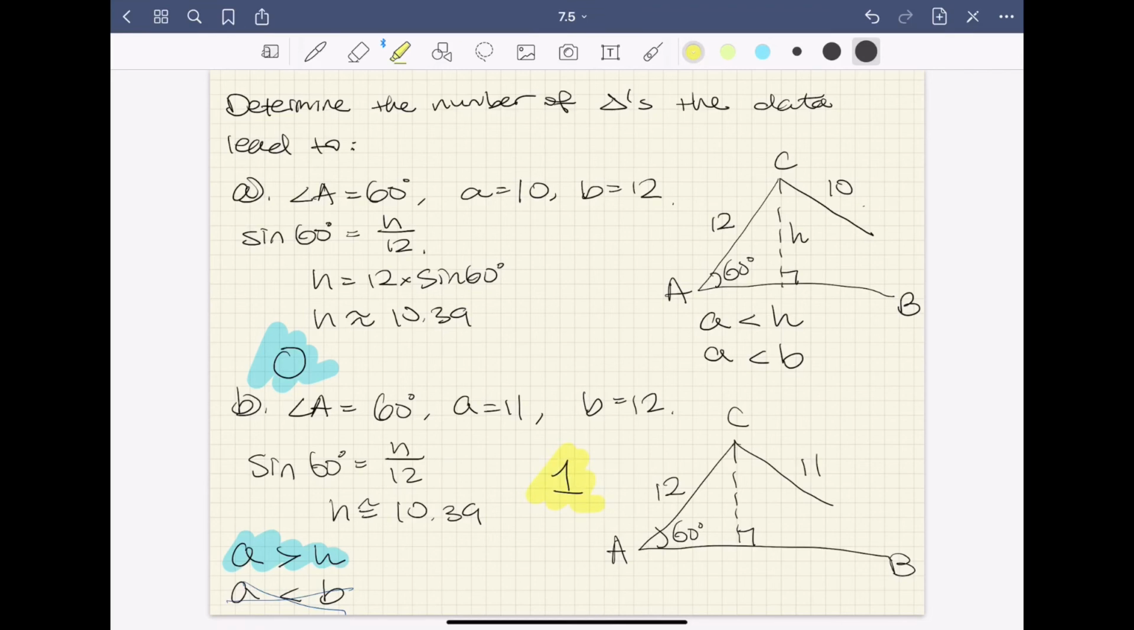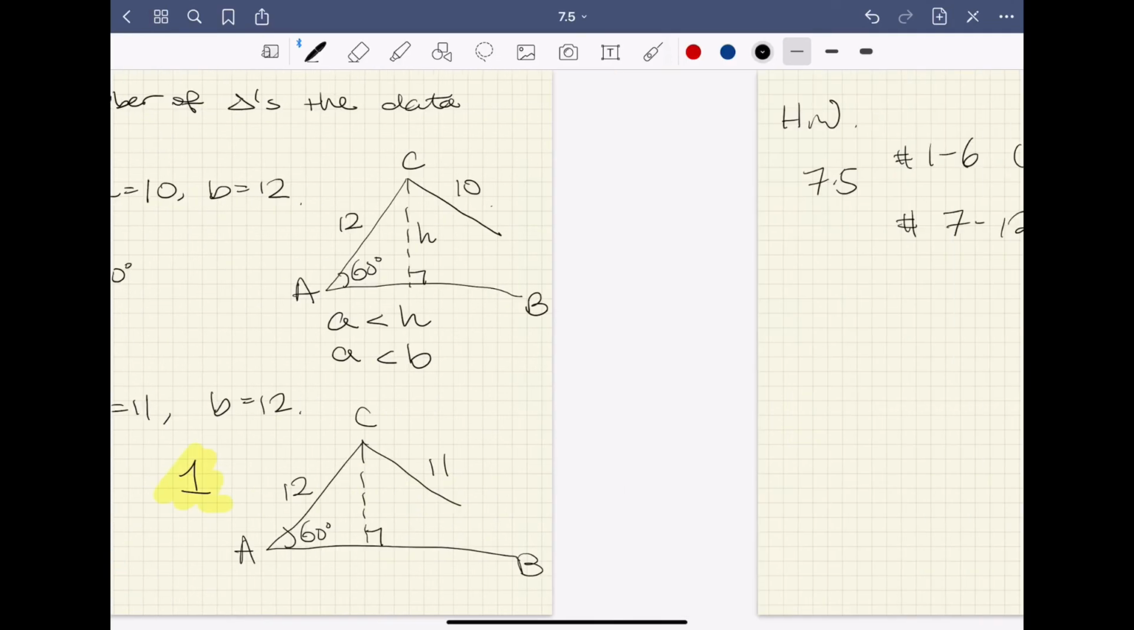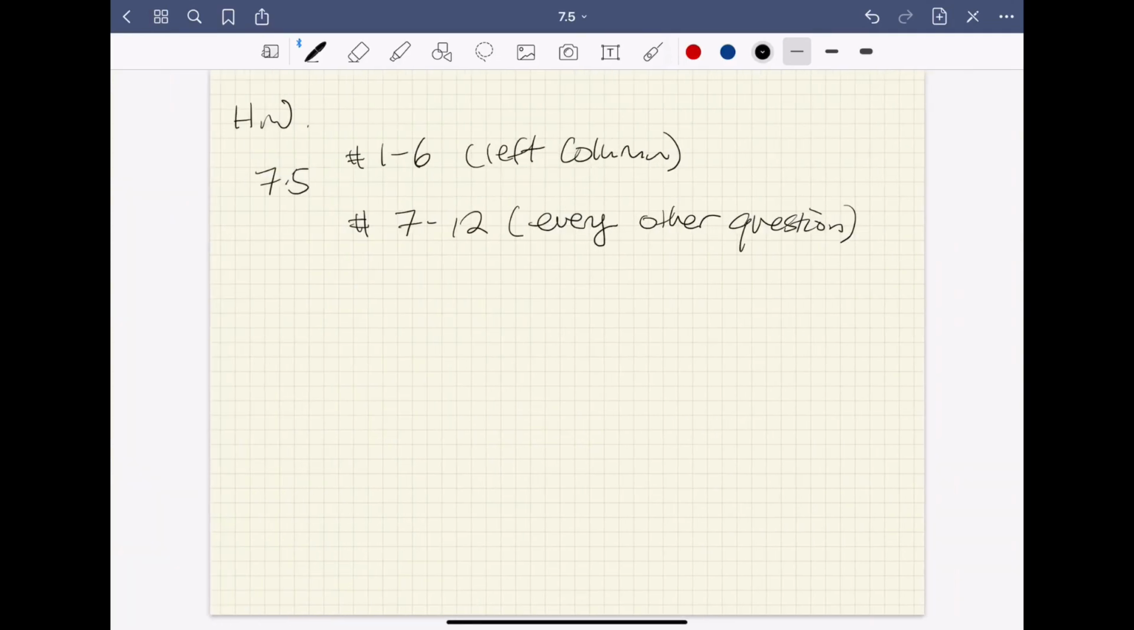One possible triangle. Once you're able to find the number of triangles possible for the given data, you'll be able to solve the oblique triangles with no problem. So the homework is right here on 7.5, questions 1 to 6 left column, and questions 7 to 12 every other question.